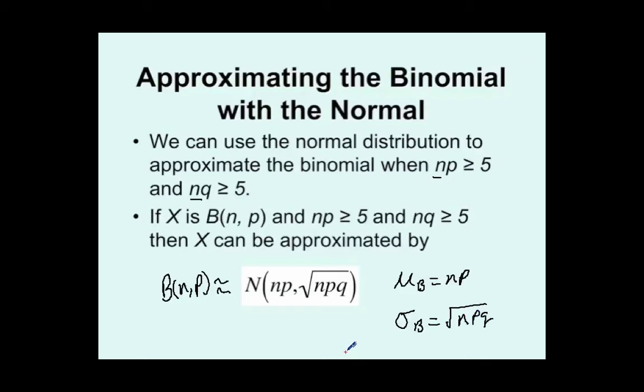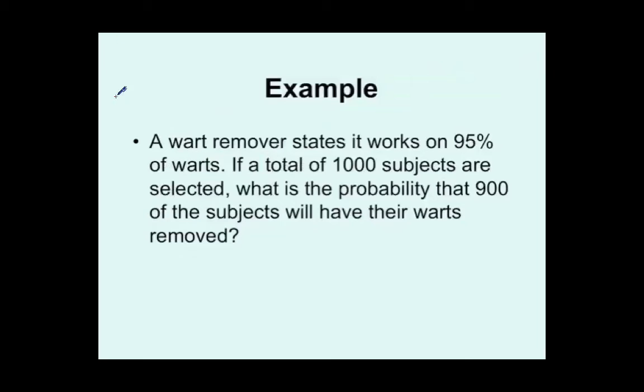Okay, so how do we use this crazy thing? Well, let's go take a look at it, all right? So what if we had the same thing with wart removers again, right? And it states that it works on 95% of the warts. We have a total of 1,000 subjects selected. What is the probability that 900 of the subjects, or more, I'm going to do the or more again here, okay? Switch this problem just slightly. I should have said or more to begin with, but we'll put it in right there. We'll have their warts removed. Okay, well notice that this time, again, we have a binomial distribution with an n of 1,000 this time, and a probability of success of 0.95, okay?